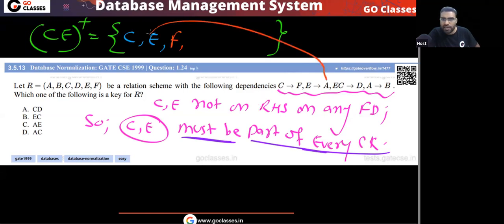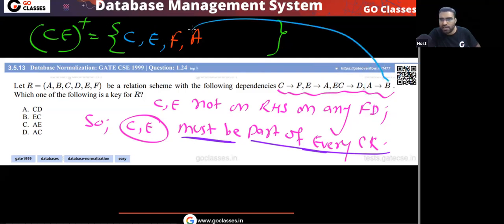E can determine A, so you got A also. What else? This A can determine B, so you got B also. What else do we need? Okay, so we got everything, but we did not get D yet.